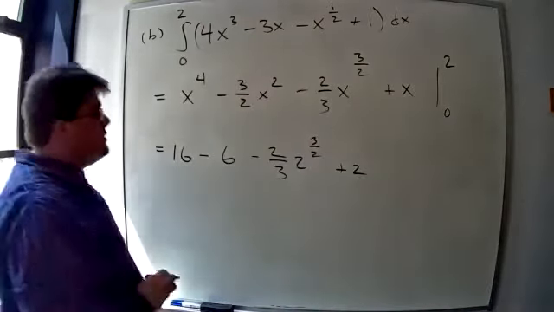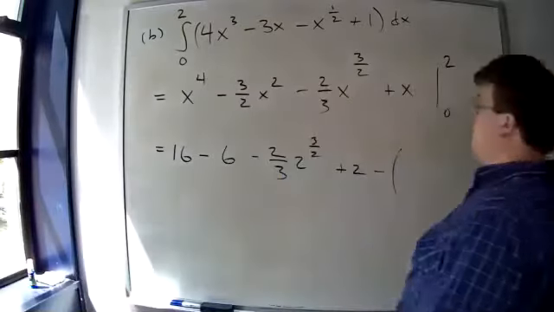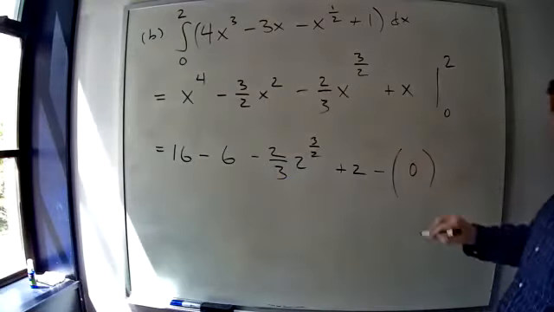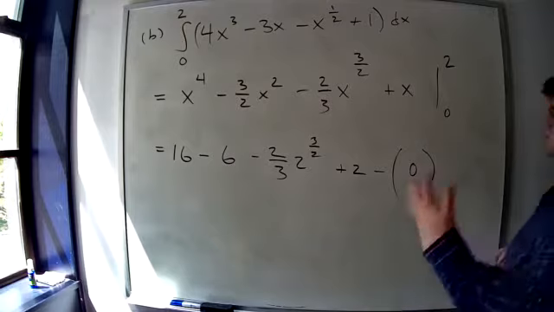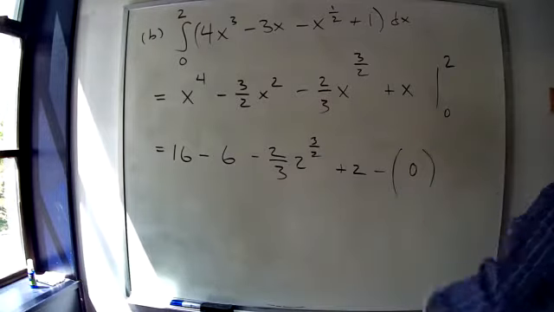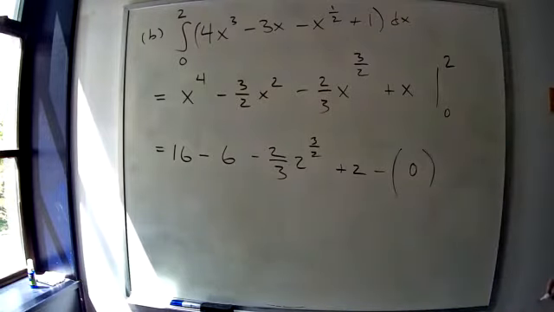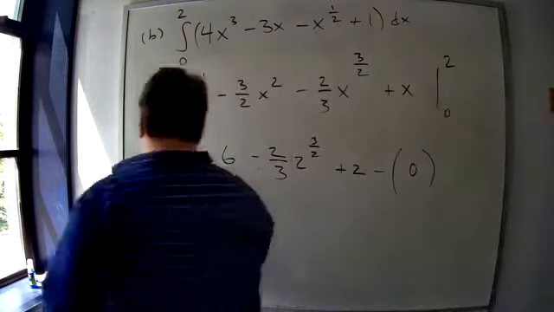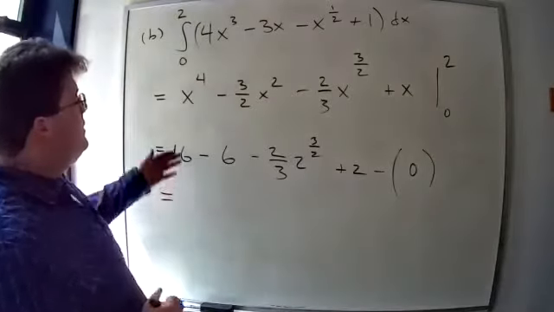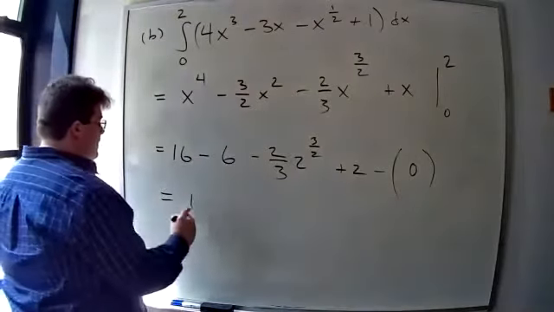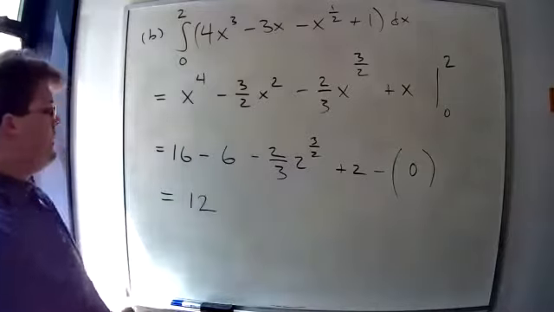And now we need to subtract what we get when we evaluate at 0. When we put 0 in, we get 0 minus 0 minus 0 plus 0, which is 0, which is nice for a problem like this. And now we'll just combine all the numbers. 16 and 2 make 18. 18 minus 6 makes 12.